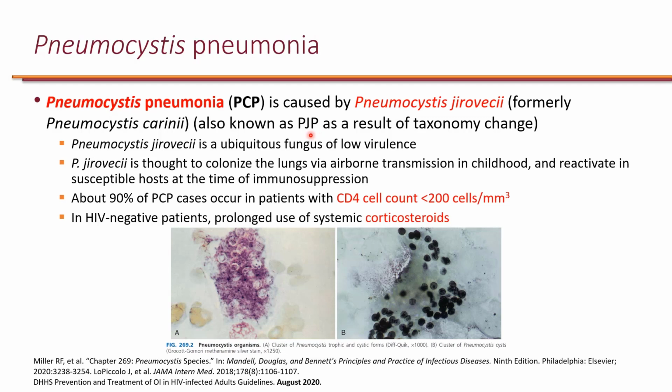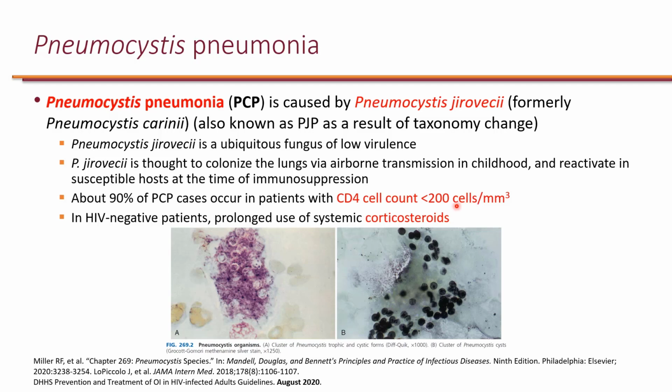But in general, the DHHS guidelines still refer to it as PCP. Now, because this is ubiquitous, it is thought that we all get exposed to this organism during our childhood, and in an immunosuppressed patient, it basically gets reactivated, and in HIV specifically, it can lead to infection of the lungs and pneumonia. And 90% of PCP cases occur when the CD4 cell count is less than 200. So this is an important cutoff to remember.